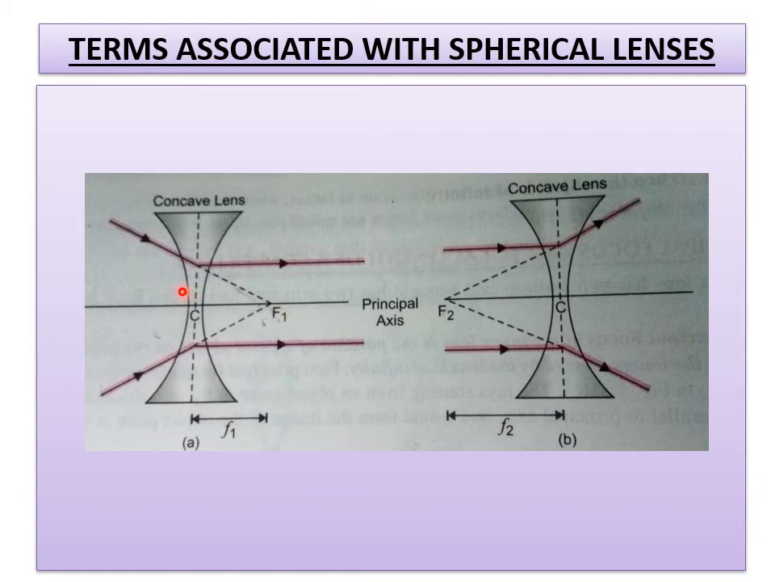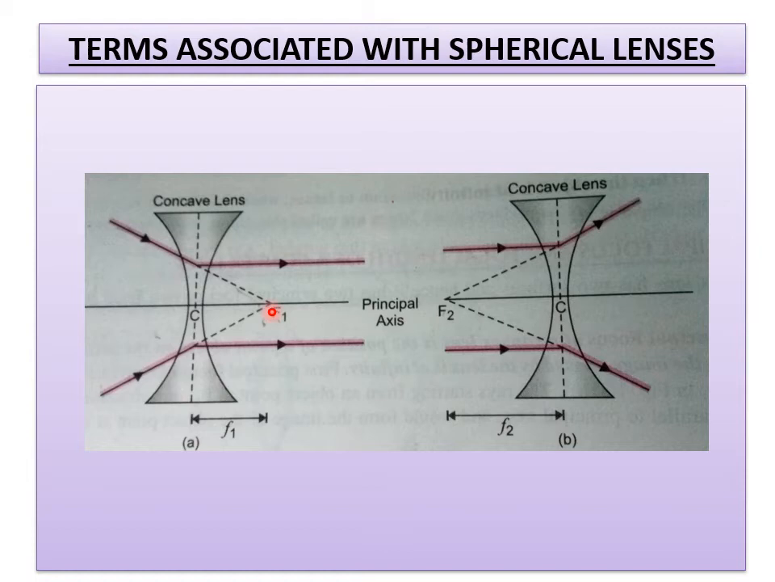See, the rays falling from somewhere, the rays like this, they fall. This is one more ray falling on the concave lens. They try to converge to a point. See, these are the broken lines, so you have to remember this is virtual. They try to converge to a point F1 on the principal axis of a concave lens.